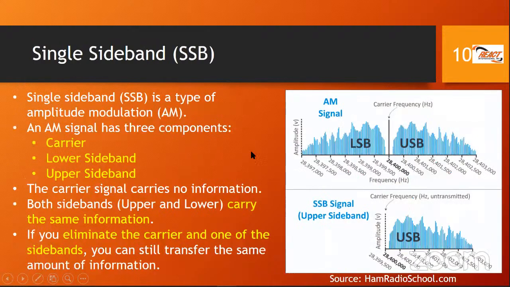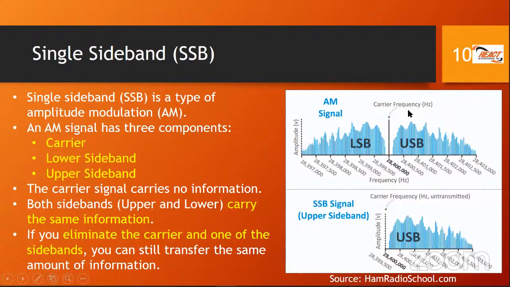So now we come to single sideband, or SSB. We dealt with SSB before in the technician class, so we'll expound on it a little bit. SSB, single sideband, is just a type of amplitude modulation, because it starts off with amplitude modulation and we subtract stuff. So an AM signal has three components.